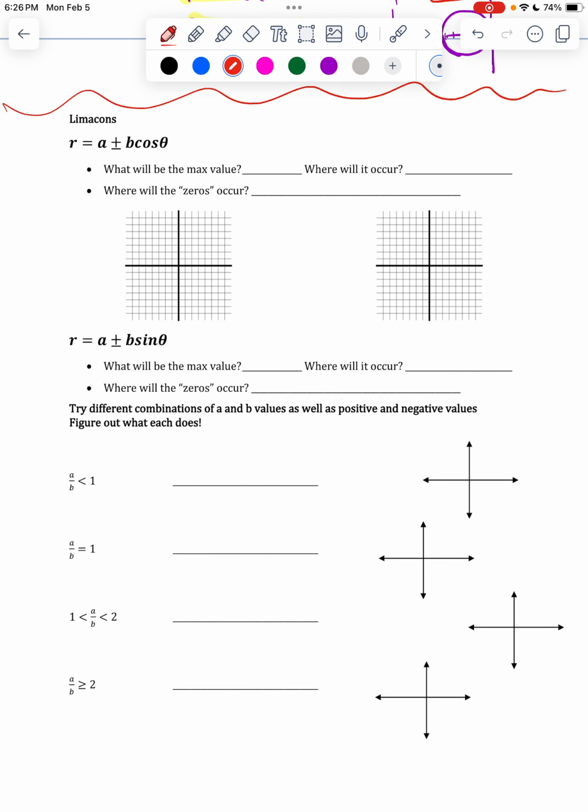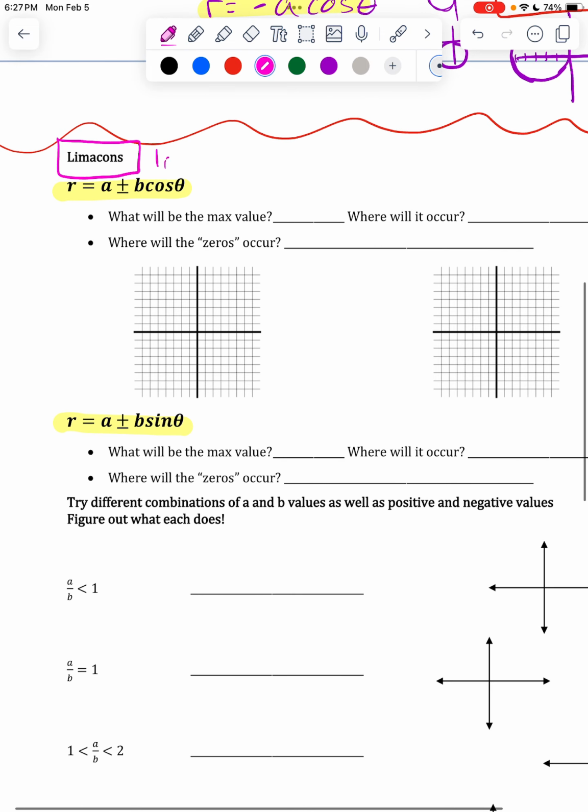Okay, let's take a look at what happens if you get an equation that's in this format or this format. Notice the format's totally identical. It's just either sine or cosine. That, my friends, is what's called a limacon. So we're going to think about that. I always think lima beans, and you'll see why.